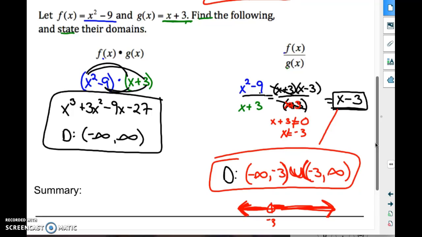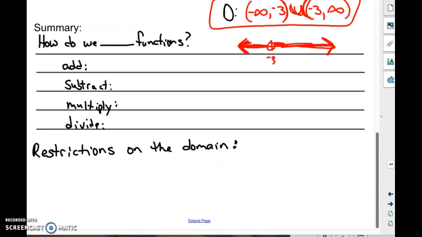And for our summary, a couple of questions. How do we add functions? How do we subtract functions? Multiply and divide them. And then talk about restrictions on the domain, because the domain is not always all real numbers. So when is it not going to be all real numbers?